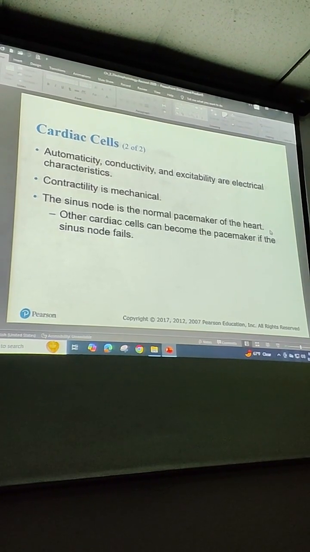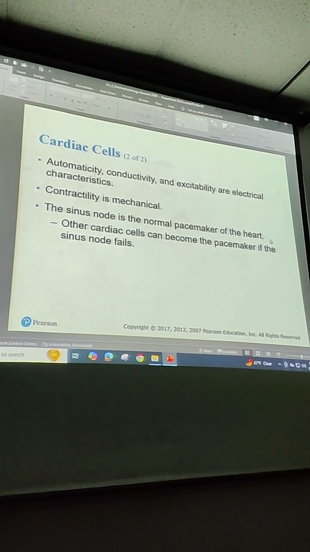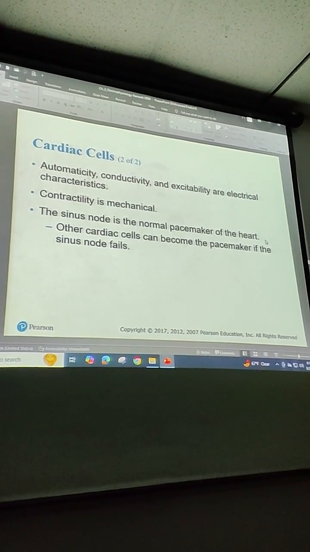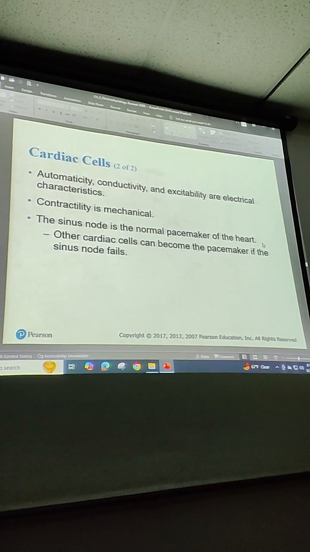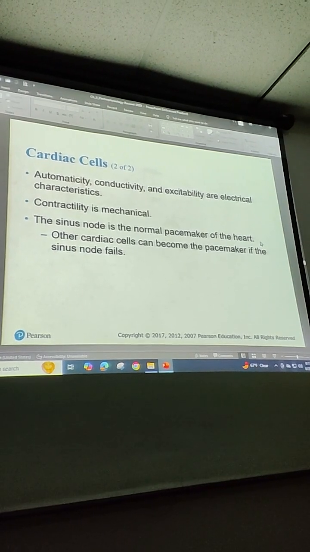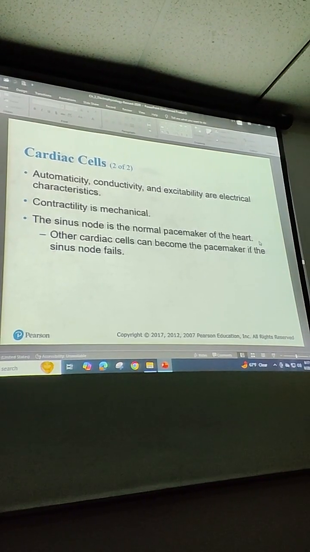Cardiac arrest is like a heart attack? Yes, it's the same. Cardiac arrest, myocardial infarction, heart attack, all of those are the same.